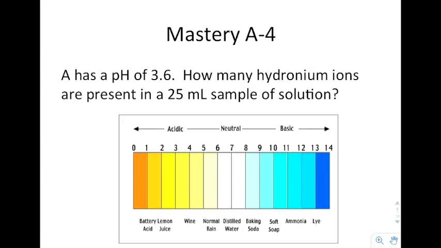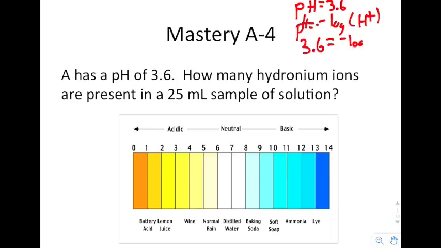Next, we have A has a pH of 3.6. How many hydronium ions are present in the 25 ml sample of the solution? So this is going to take it one step further. We're given the pH again, so we would say, okay, the pH is 3.6. What I'm going to do is say pH is equal to the negative log of the hydronium concentration. I can say 3.6 equals negative log of H+, and then I raise 10, and I change the exponents. That cancels out, and I end up with a hydronium concentration of 10 to the minus 3.6.